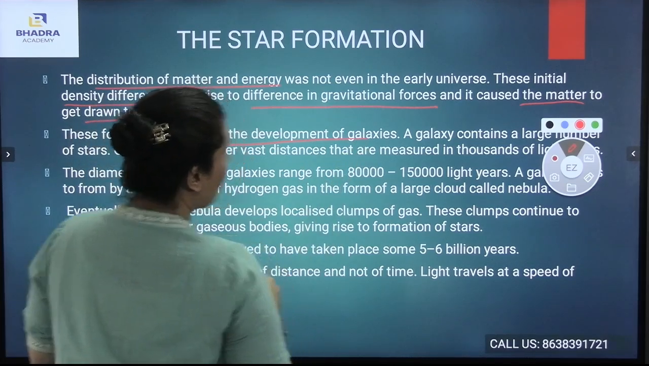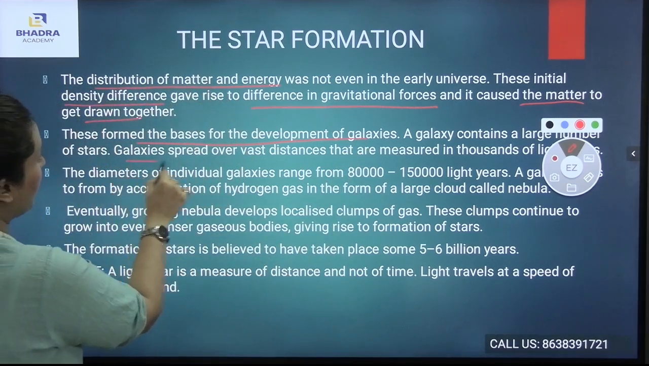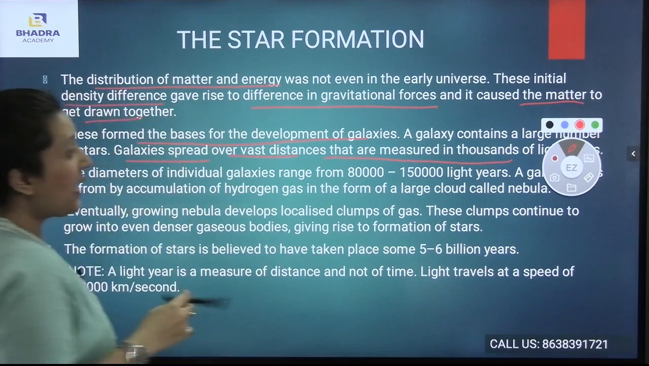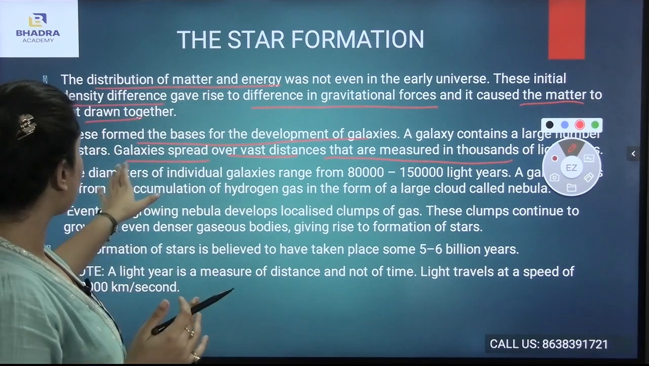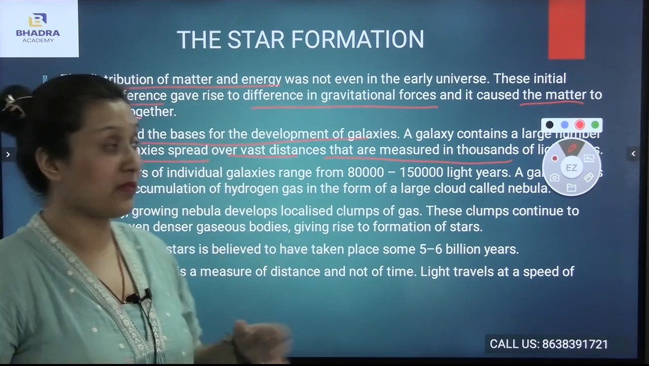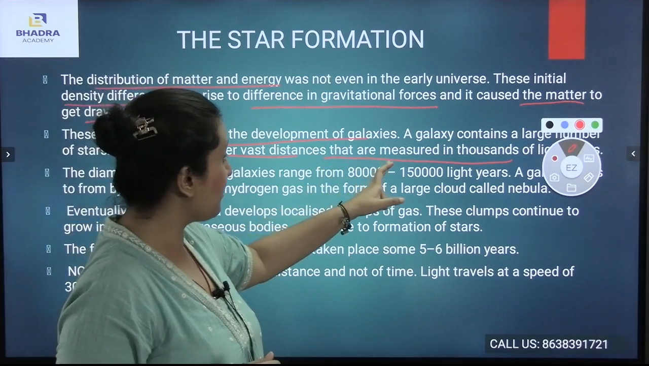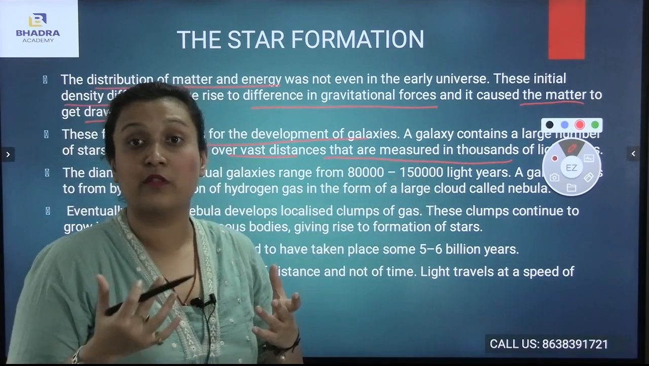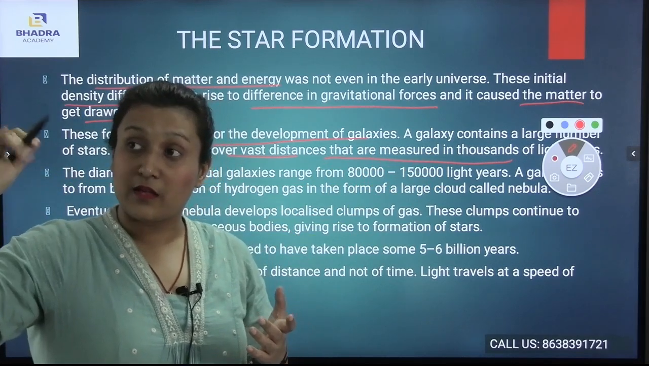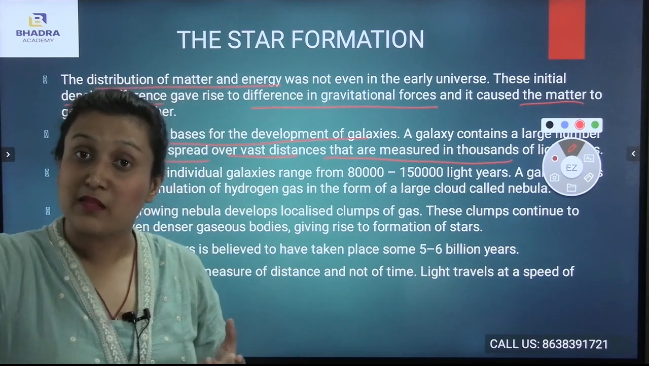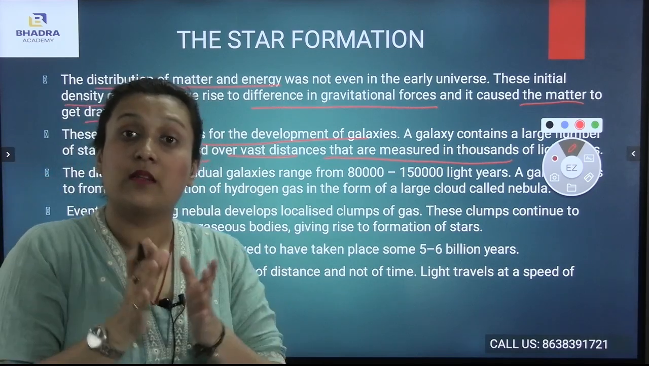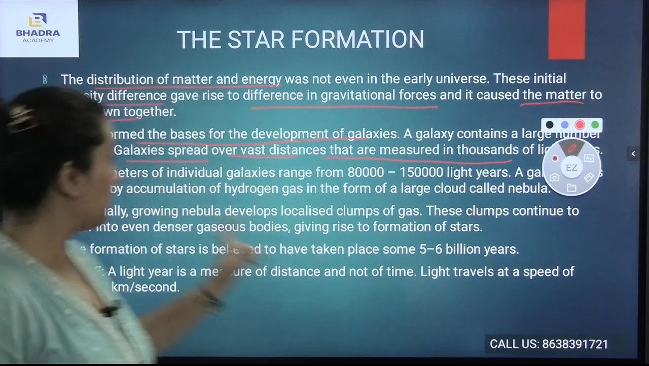A galaxy contains a large number of stars. Galaxies spread over vast distances that are measured in thousands of light years. Now, a galaxy has a number of stars, and those galaxies were spread over vast distances, measured in thousands of light years. You see, this galaxy is far away from the other galaxy. This measurement is formed by light years. The light years actually measure the distance between the two galaxies.